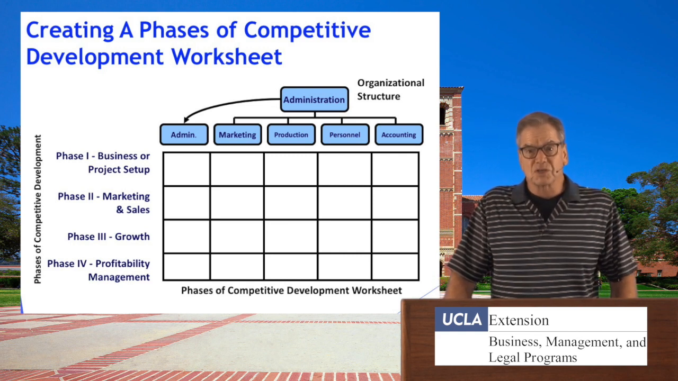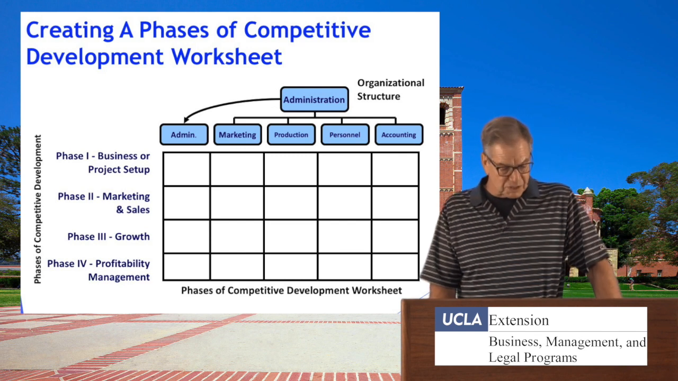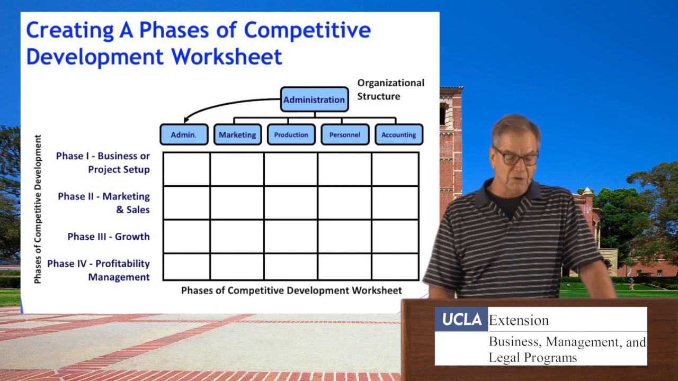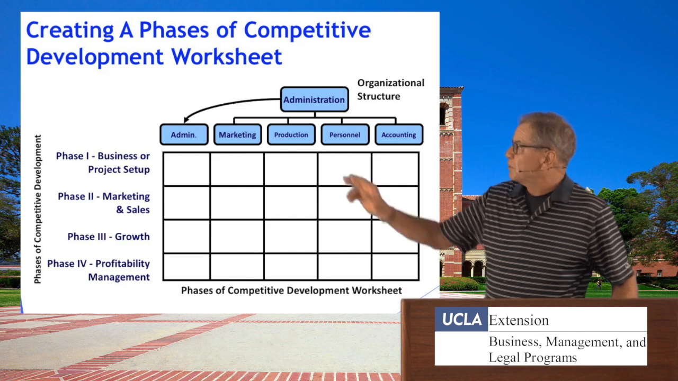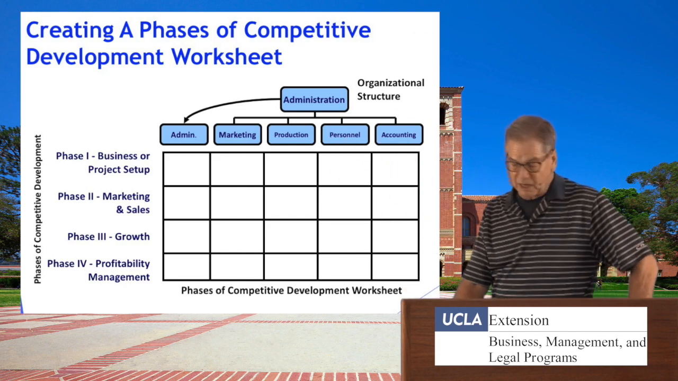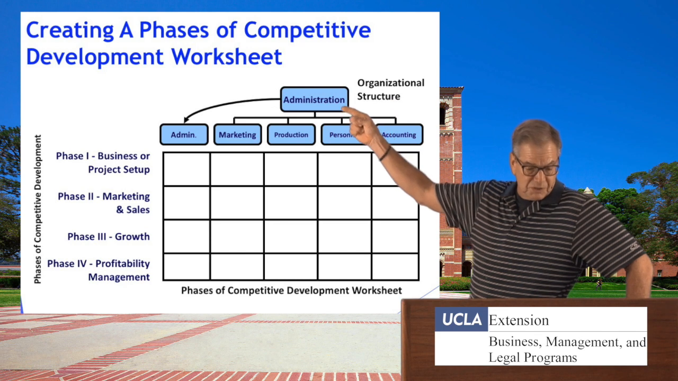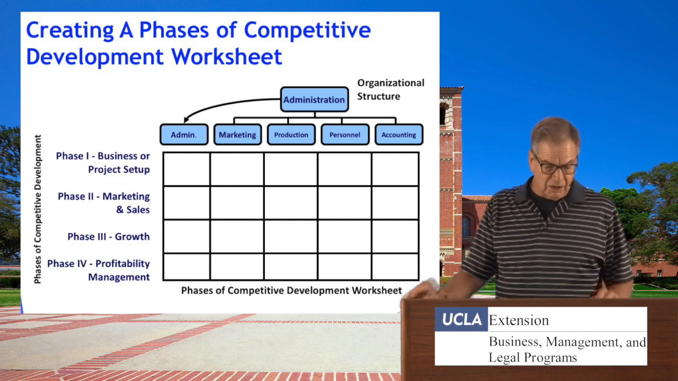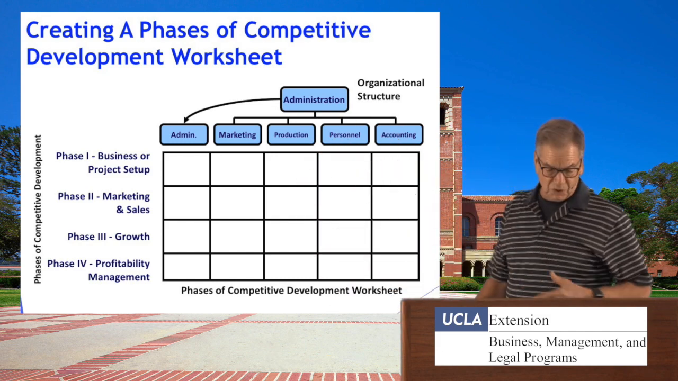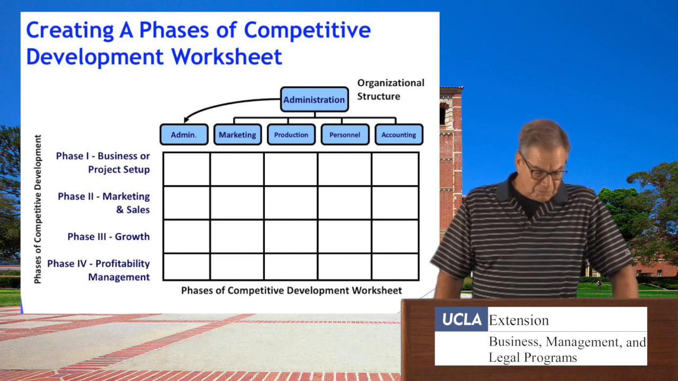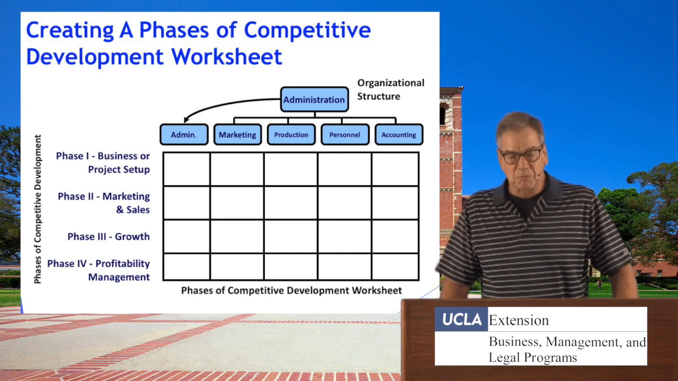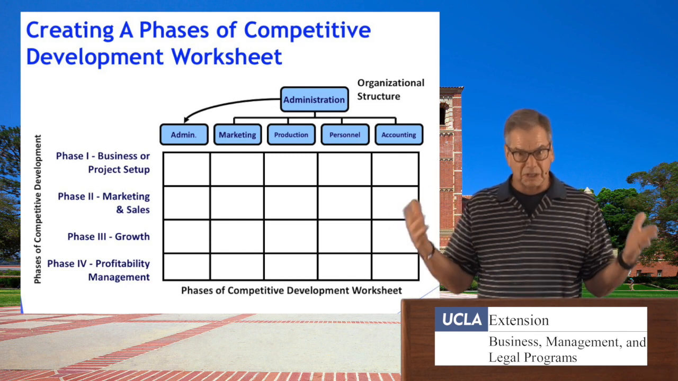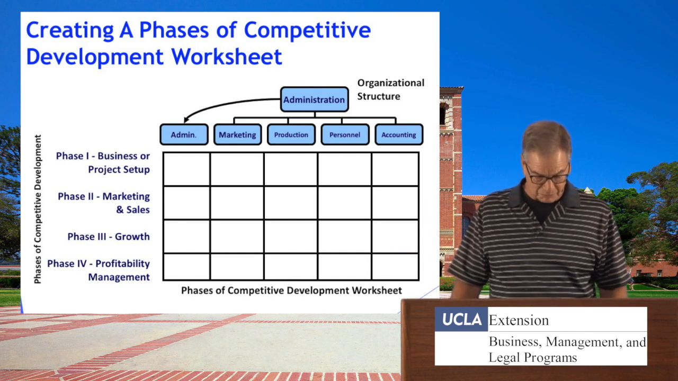So as the organization evolves through its phases of competitive development, each department is in sync with the overall strategy of the organization. So here we can see we have our organizational structure at the top, and again, note that administration is over on the side because it is a functional division of labor also. And then on the left side, vertically, we have our phases of development. Now, I always work with, just for example purposes, a simple logical set such as business setup, marketing and sales, growth, and then profitability management.